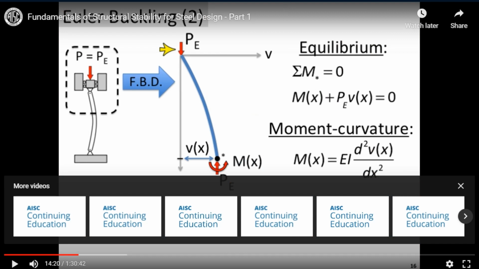Okay, so kumuha lang siya ng FBD dito. Ito yung deflection ng curve mo. Deflection ng column mo. And then he just made a free body diagram. Ito yung in-apply mo. And then ito yung internal loading at this point. No? So dito siya nanggaling yung ano natin, no? Yung Euler buckling load.